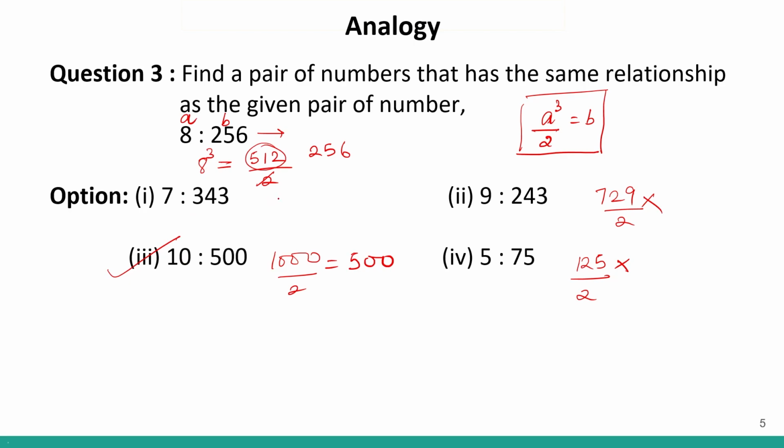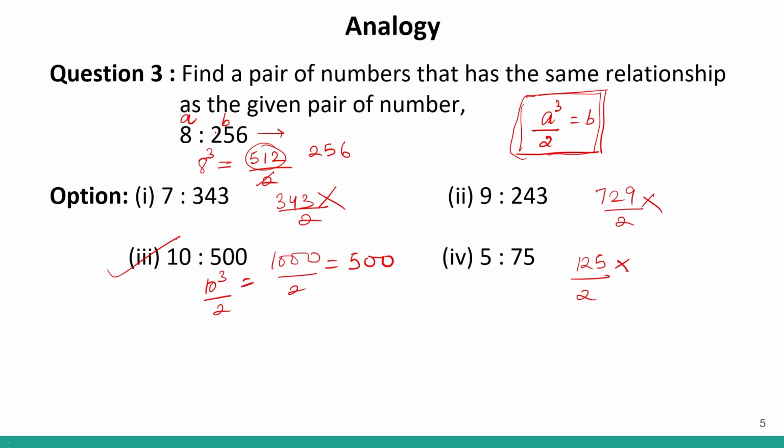For 7 also, 7 cube is 343. Is it divisible by 2? No. So this will be the answer, that is 10 is to 500, because 10 cube divided by 2 is 1000 divided by 2, which is equal to 500. So this one follows the same logic. This was the logic. This one follows the same logic as the pair given in the question.